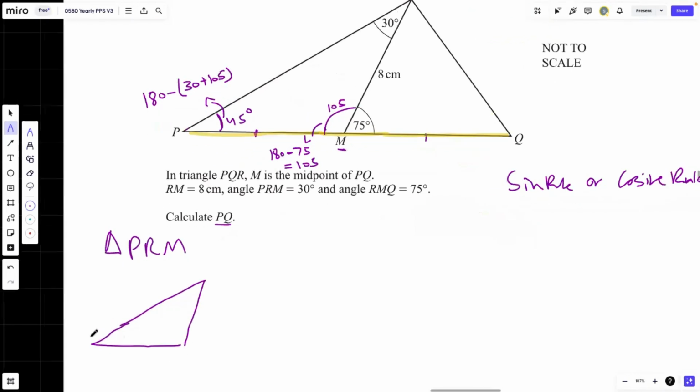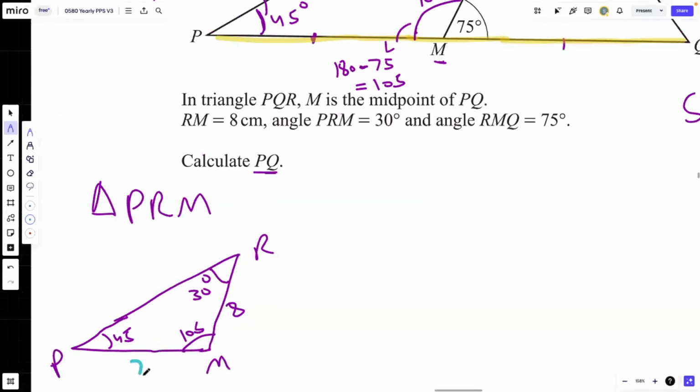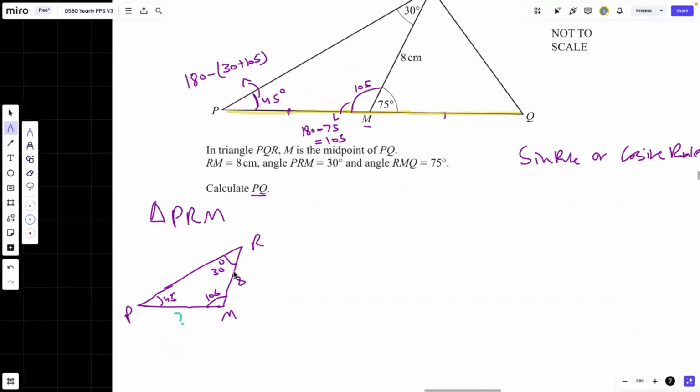So we have a situation where we have P as this, R as this, M is this. The angles are 105, 45, and 30. RM is 8 centimeters, and we do not know PM. That is what we are looking to find out, because if we somehow find PM, we can just times it by 2 to get PQ.